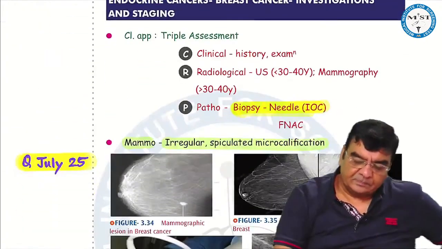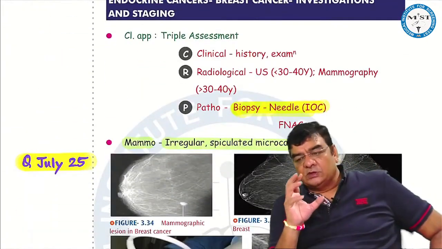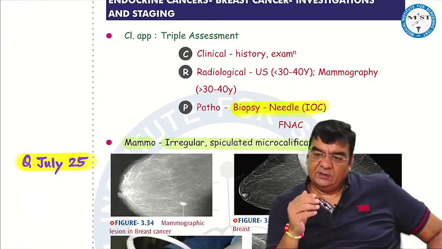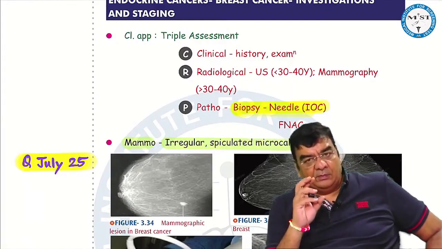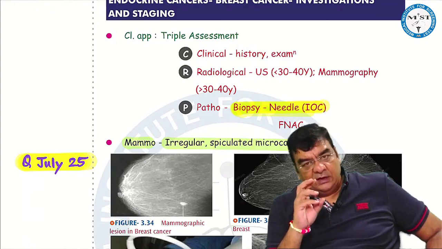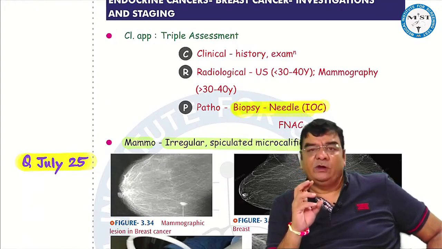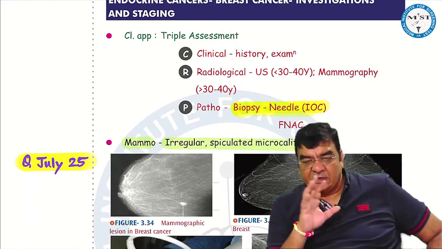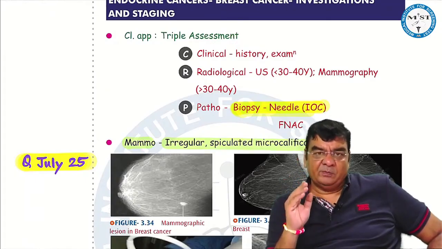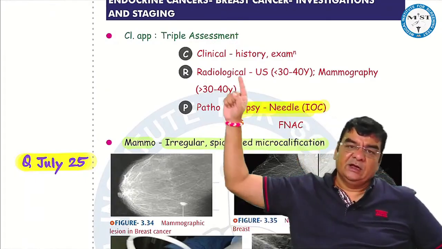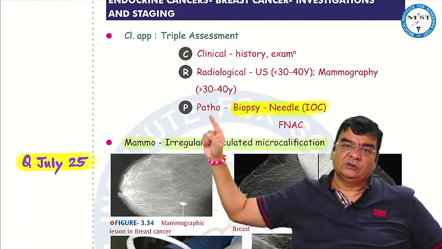Now, how to approach a breast cancer patient? A patient presents with a breast lump, a female who is more than 25 years of age. The standard guideline is triple assessment, CRP: C clinical, R radiological, P pathological.